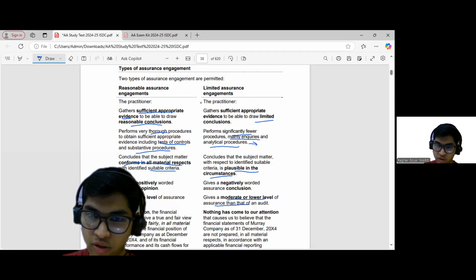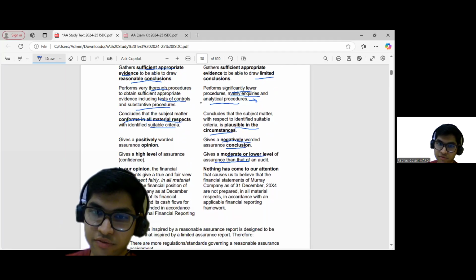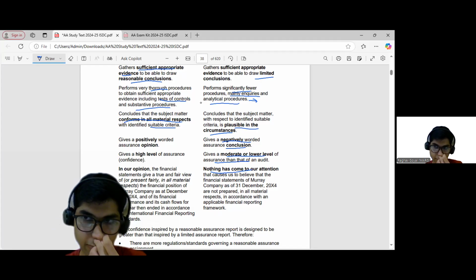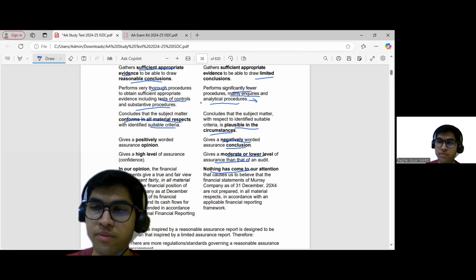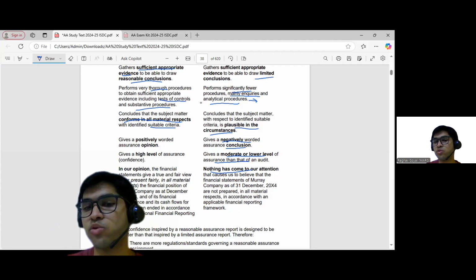It is a moderate or lower level of assurance, and it gives a negatively worded conclusion. What it means by negatively concluding is that if there is nothing that has come to our attention that causes us to believe that the financial statements of so and so are not prepared in all material respects in accordance with an applicable financial reporting framework. So this basically means that they will only comment on those things if something has come up. If everything is good, they will negatively word it, saying that nothing has come to our attention.